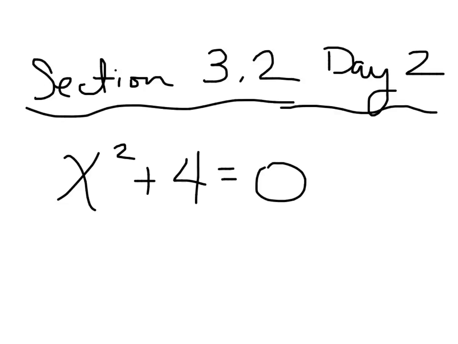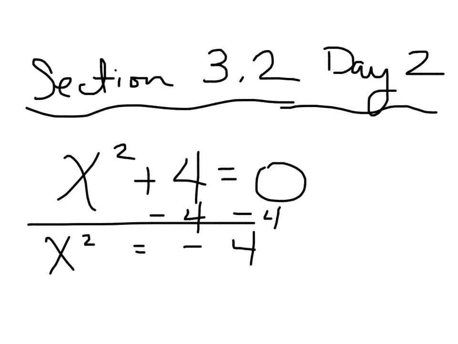Do you want to A, factor, or B, use square roots? Square roots. And you can for this one because it's just x squared. So what do I do first? Subtract 4, right? So I got x squared equals negative 4. And then what? Square root it.